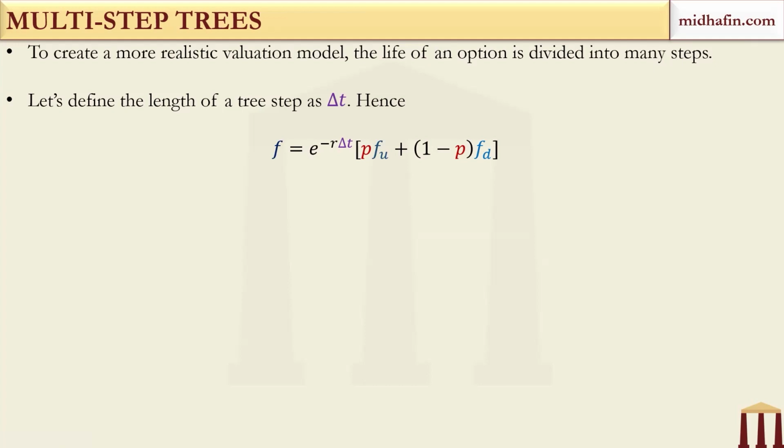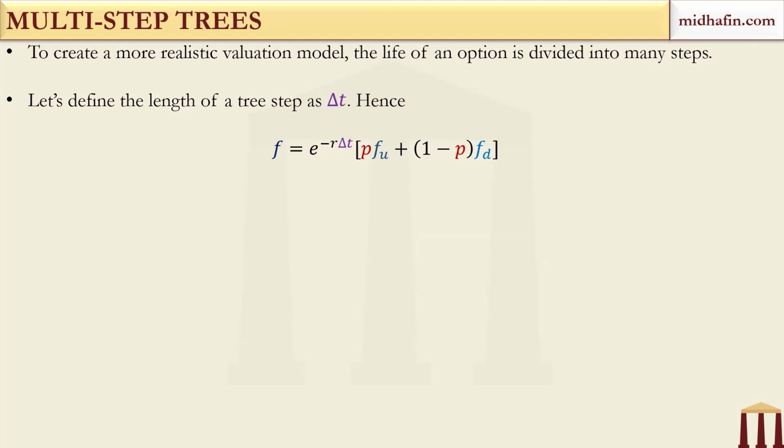The catch here is to replace the time, which was t in the previous slides, with delta t. And delta t is decided based on the number of steps and the time period. If the time period is 6 months and you want to take 2 steps to reach 6 months, your delta t will be 6 divided by 2, that is 3 months, or 0.25. If you want to take 6 steps to reach there, it will be 6 months divided by 6, that is 1 month.